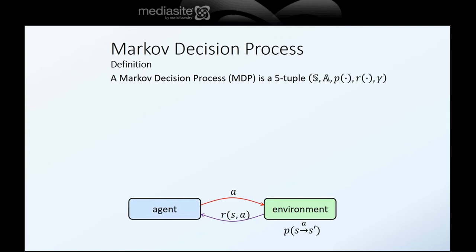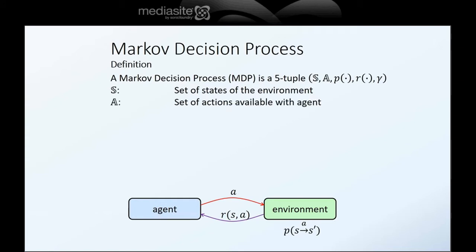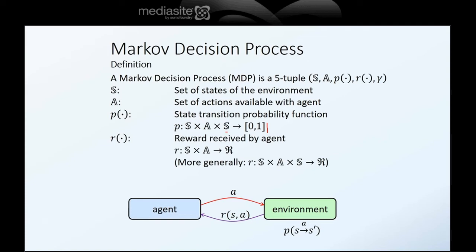It's a 5-tuple consisting of a set of states of the environment, a set of actions that are available with the agent, the state transition probability, which is a mapping from current state, action to a next state to the probability, which is between 0 and 1. The reward function, which is a mapping from the set of states and the set of actions to a real number. And finally, the discount factor, which lies between 0 and 1. So these 5 parameters, or entities rather, define the MDP.